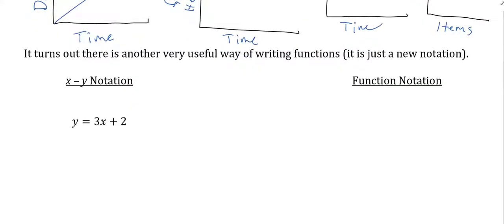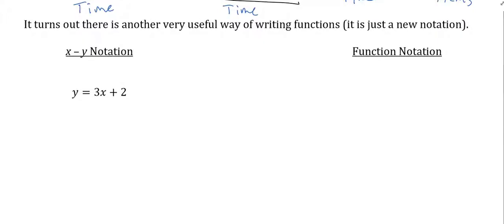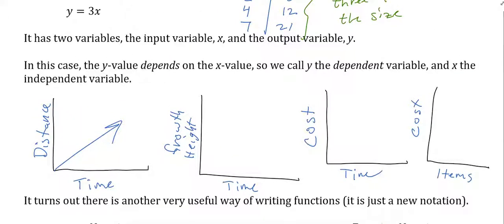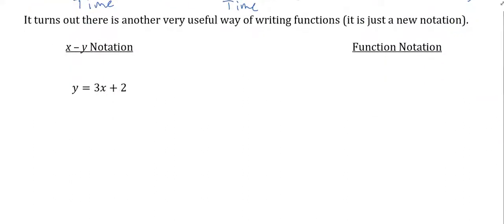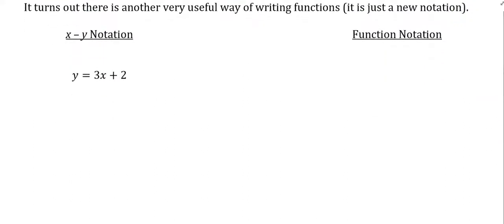Anyway, okay, here we go. So we have been writing functions always like this. Y equals 3x with y's and x's. Turns out there's another really useful way of writing functions. It's just a new notation. It's not different from the x and y notation that we're used to. It's called function notation. The only difference is we can use x's and y's for things that are not functions, like circles, but you would never use function notation for something that isn't a function, almost never. Okay? So that's the only difference.